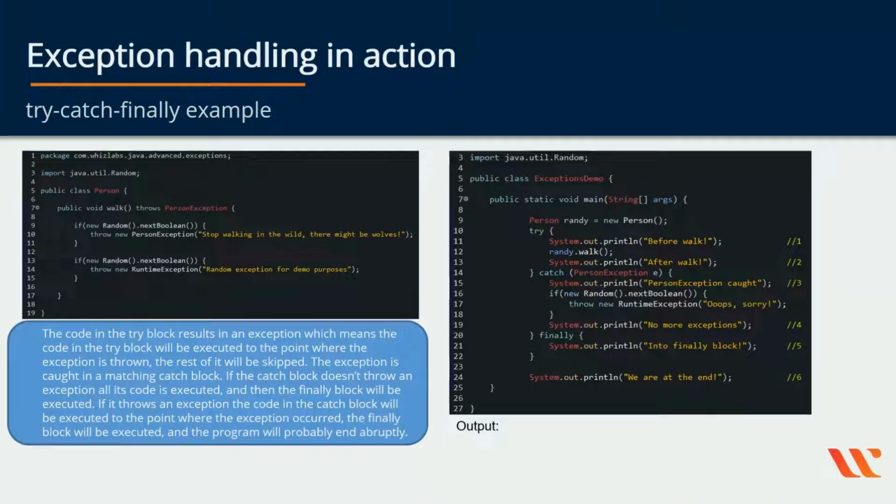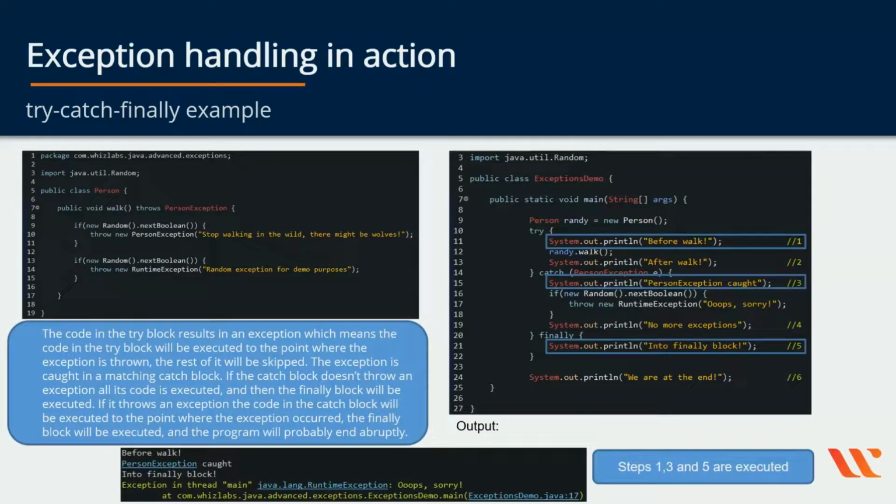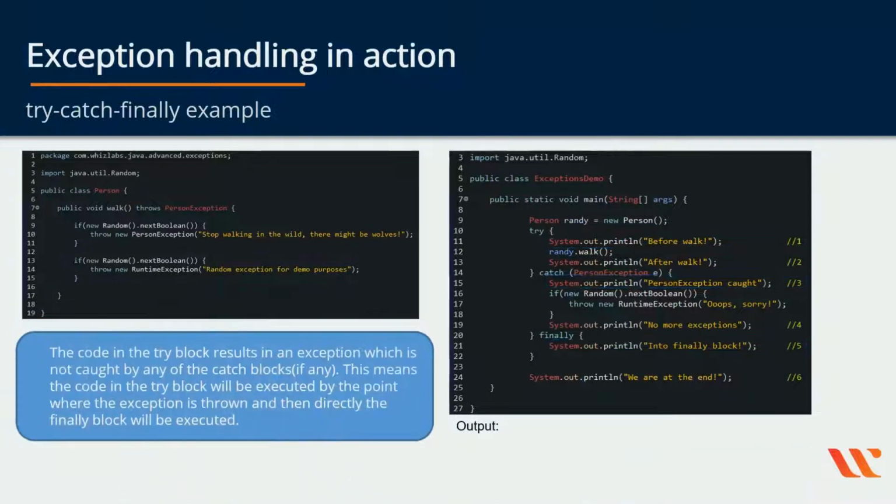The second mini scenario is if the code in the catch block throws an exception. The code in the catch block will be executed to the point where the exception occurred. The finally block will be executed and the program will end abruptly, meaning only steps 1, 3 and 5 will be executed, as once the code in the catch block throws an exception, there is nothing left to handle that exception, so the program is ending abruptly, executing only the code in the finally block. One point here. Don't mind the order of the print statements from the picture I've attached. This is not related to the workflow of the program.